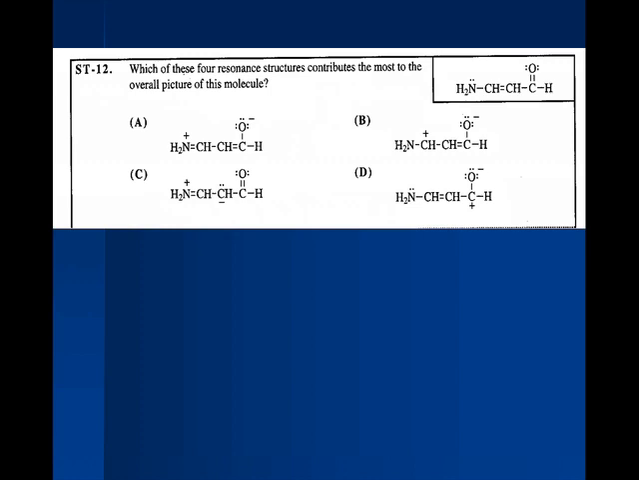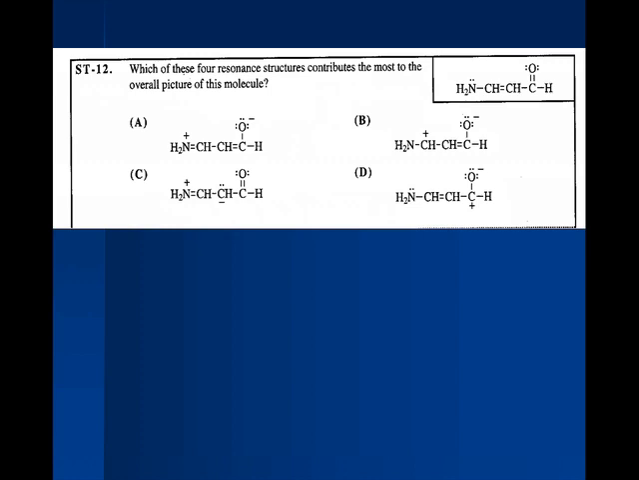So let's look at another problem from the ACS study guide. Which of the four resonance structures contributes the most to the overall picture of the molecule shown in the box? D, A, B. Is there anything we can eliminate? Is there anything that violates any rules? C kind of looks weird. That's a gut feeling.